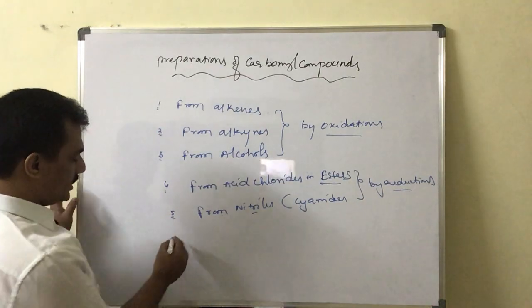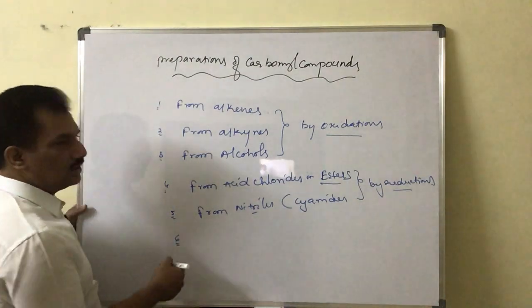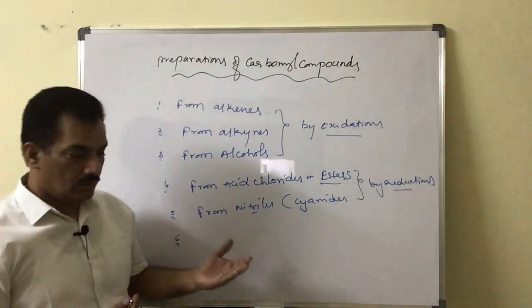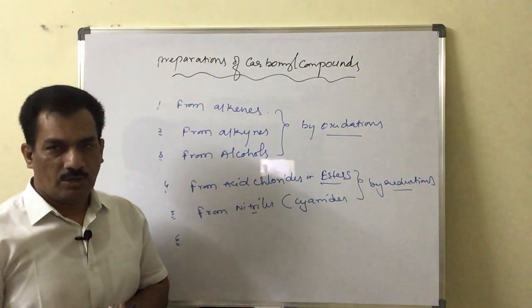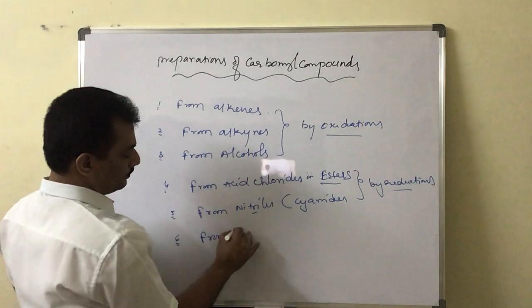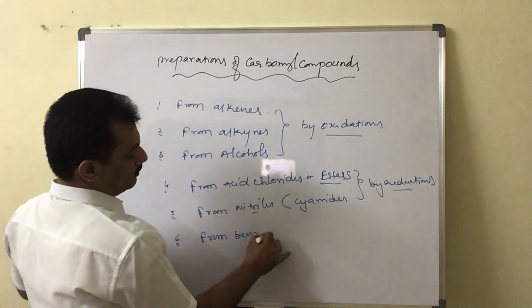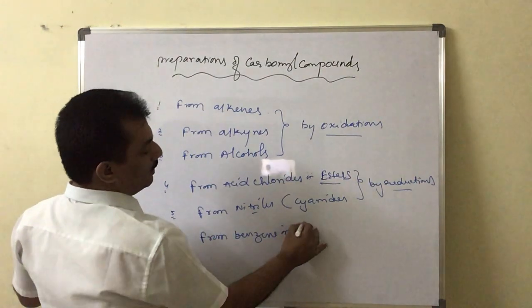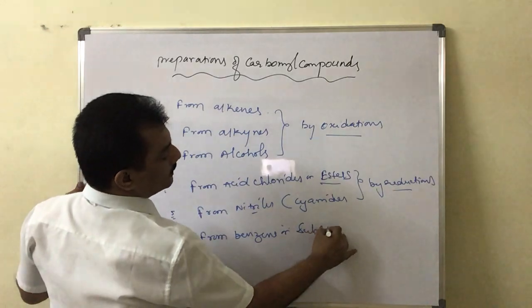Clear? And next, the sixth one is nothing but the preparation of aromatic carbonyl compounds. So it is from benzene or substituted benzenes.